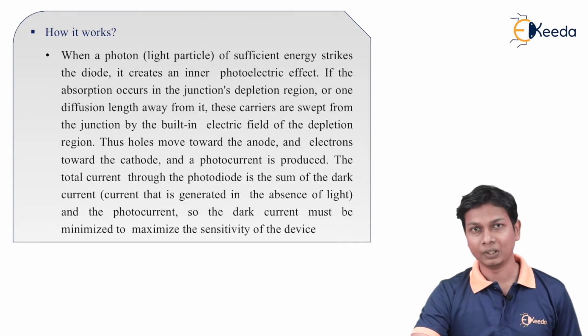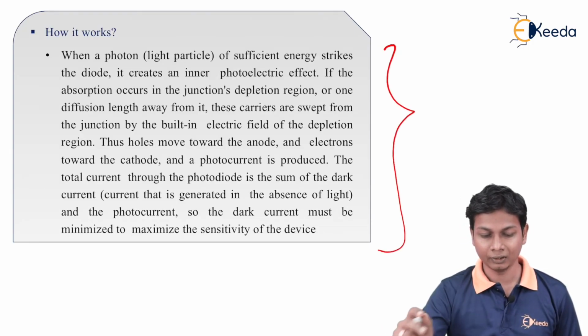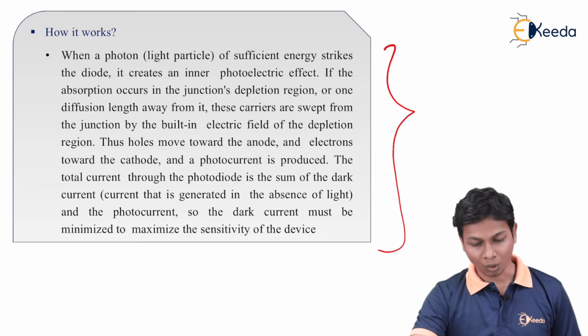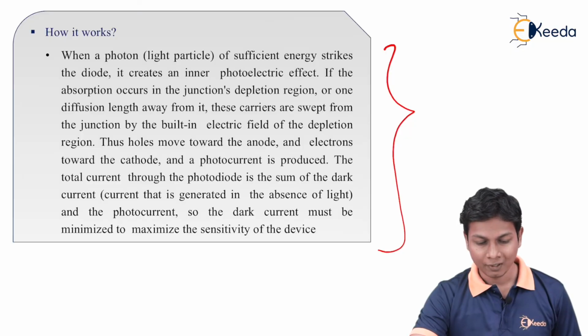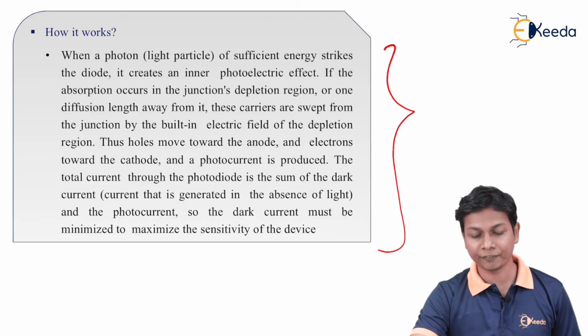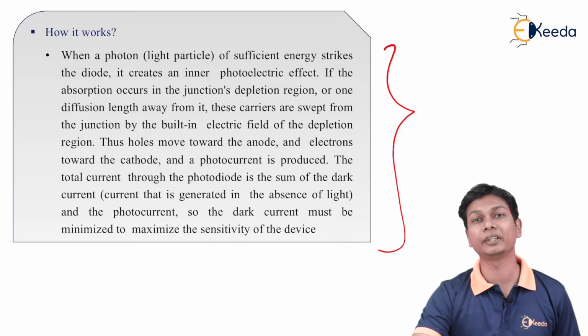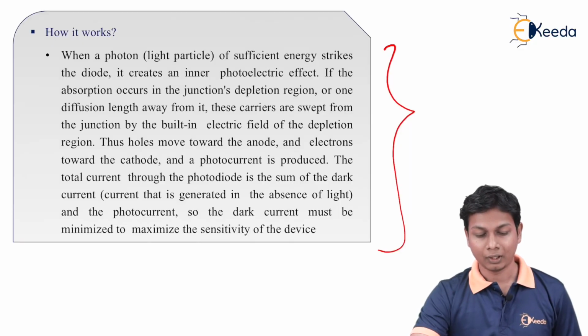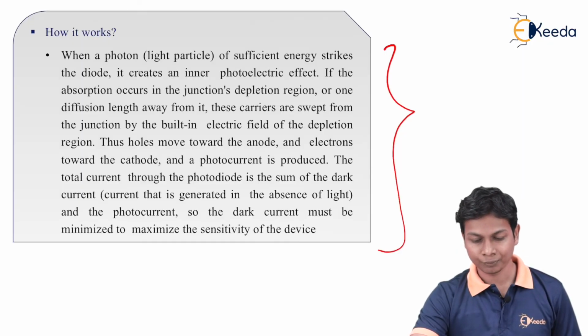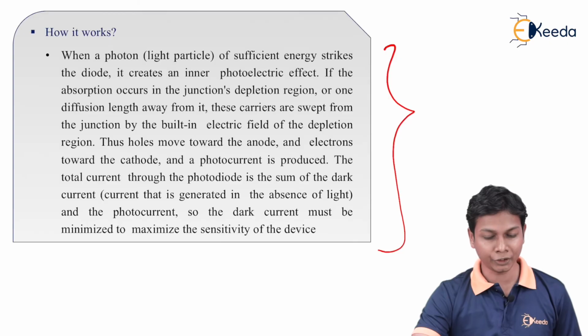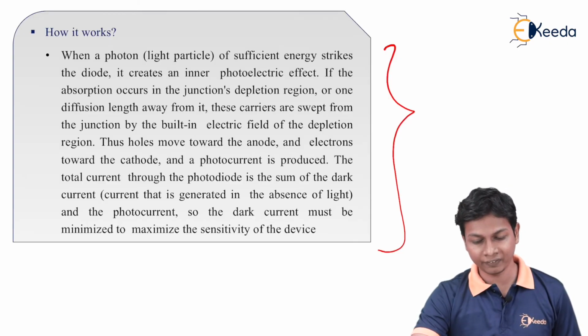So the principle of a light sensor is here: a photon with sufficient energy strikes the diode and creates an inner photoelectric effect. So another phenomenon happens here, the photoelectric effect. If absorption occurs in the junction depletion region or within one diffusion length away from it, these carriers are swept from the junction by the built-in electric field.